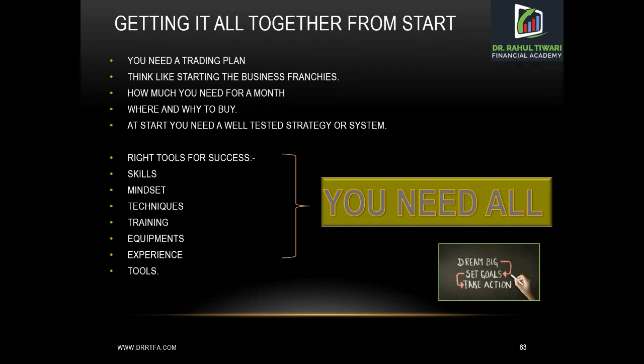So let's club it all together. What you need: a plan, a trading plan, a journal for all of your trades. You should think like a business franchisee. As I said, no casual approach is required here. If you stay in the casual approach, you will have the same results as the 80 to 90% of people. You need to decide how much you need for a month, whether it's 10%, 5%, 20%. That's how you define your trading style.